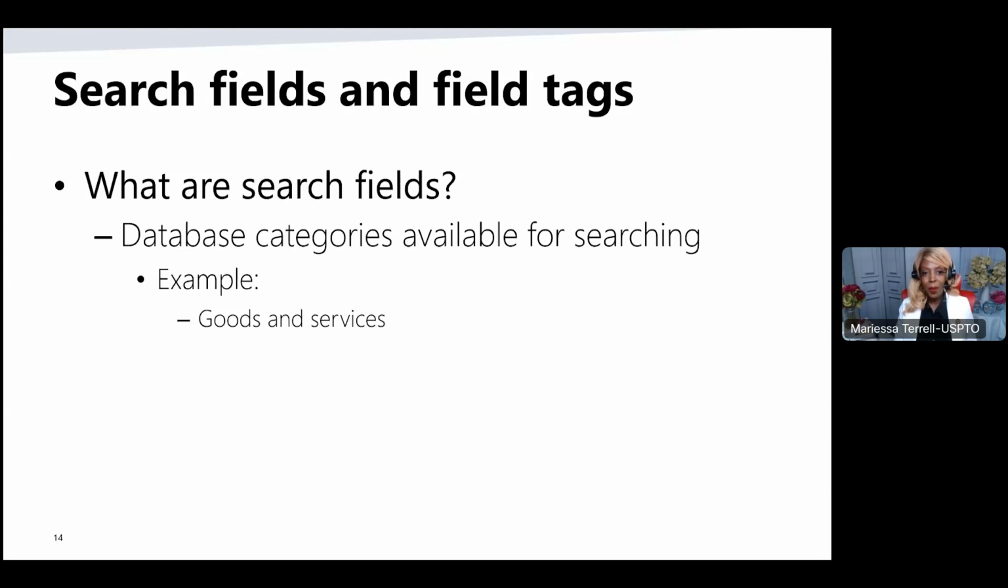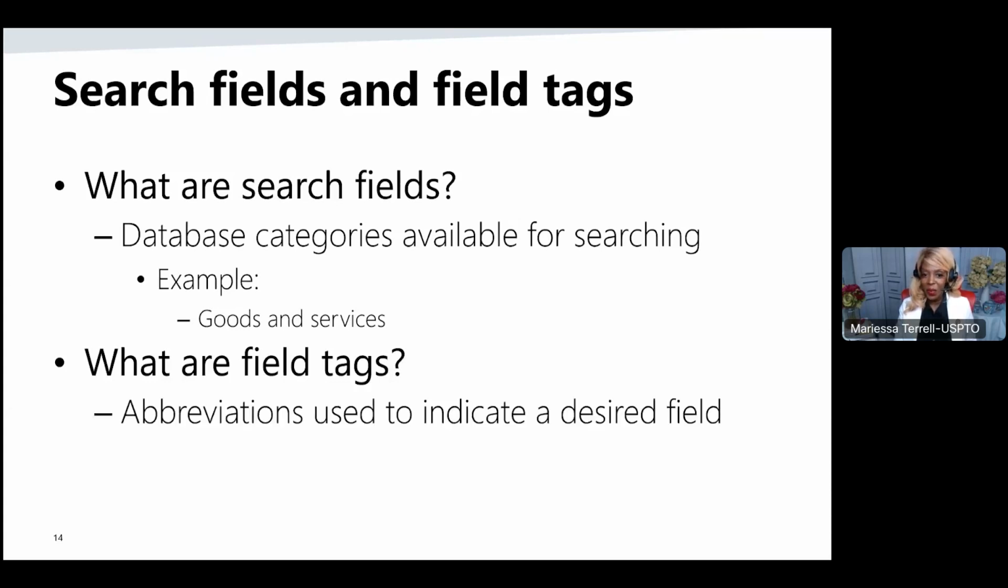One example of a search field would be goods and services. That's one we're quite familiar with. So what's a field tag? A field tag is simply an abbreviation of the search field. An example, an abbreviation of the goods and services search field, I bet you can guess what it is, GS. And we're going to be sure to use that colon after the GS. You can find a list of common field tags on page 1 of today's handout and also in the Help tab. Check the chat box for links right now.